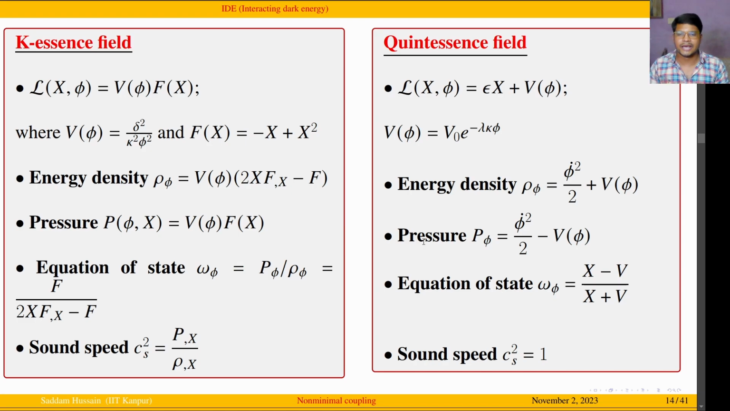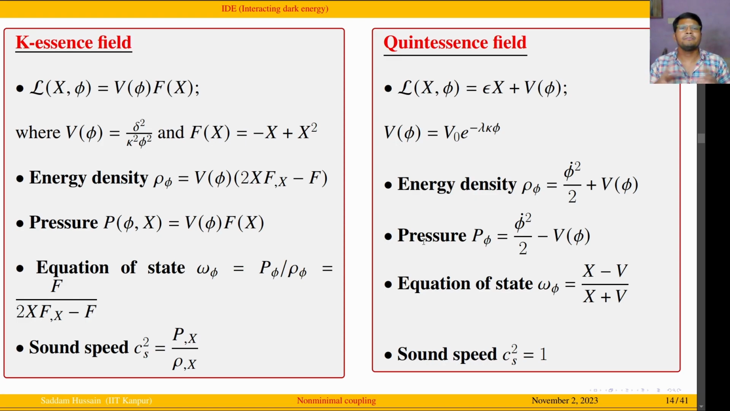Similarly, the sound speed. Sound speed denotes how the pressure perturbation travels in some kind of medium. For example, the medium is now the K-essence field. So how the pressure changes with respect to the change in the density. This sound speed must be between 0 and 1, so it does not violate causality, and it cannot be negative. Otherwise, it will cause some instability at the perturbation level.